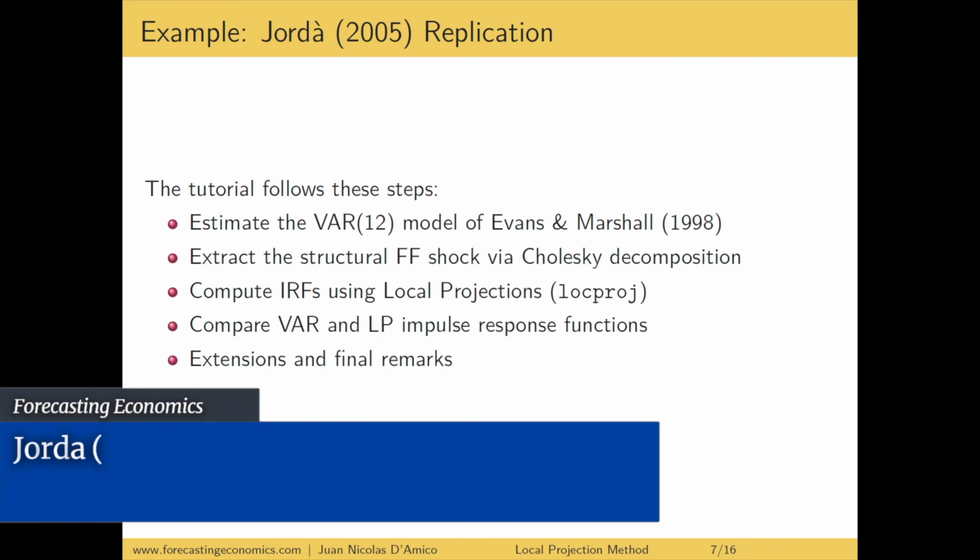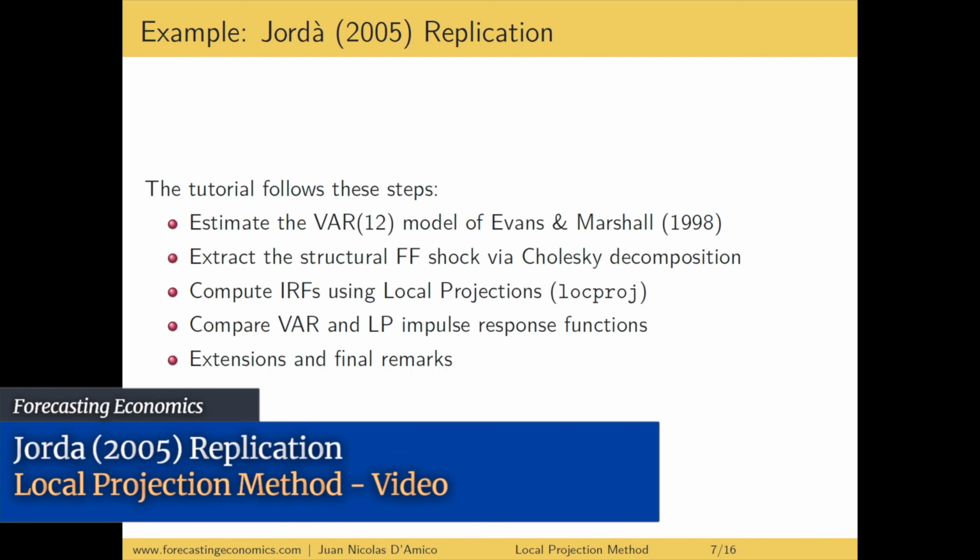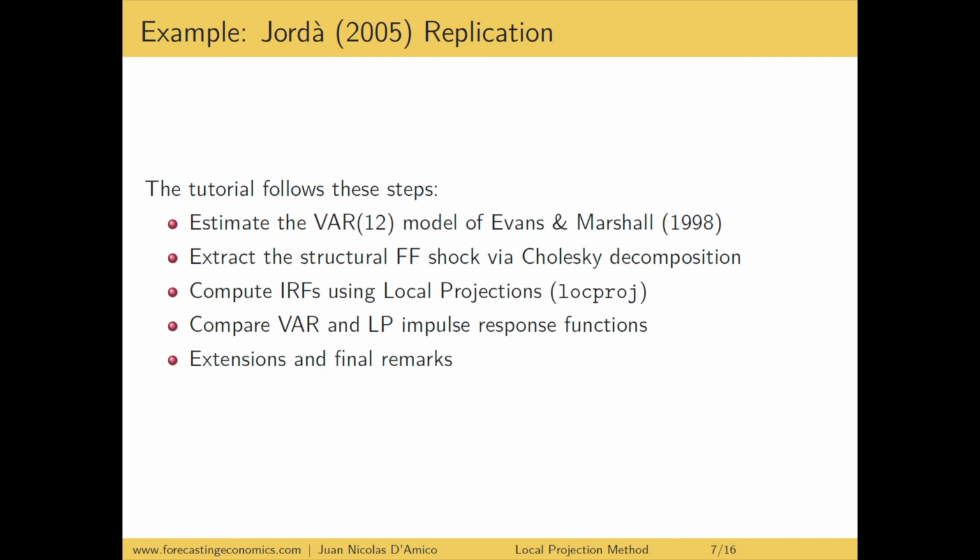To conclude this tutorial, I'm going to give you hints of what we are going to be doing. We're going to be replicating figure 1 of Jorda 2005. So the tutorial is going to follow these steps. We're going to estimate the vector autoregressive model of Evans and Marshall 1998. This is what Jorda does. He replicates this vector autoregressive model of Evans and Marshall. Then we're going to extract the structural shock via Cholesky decomposition.